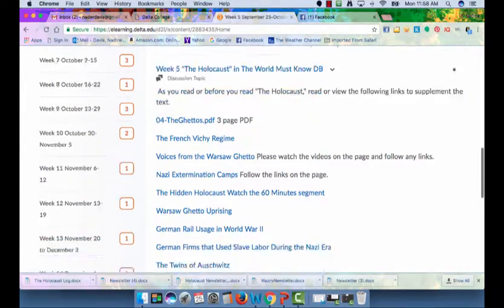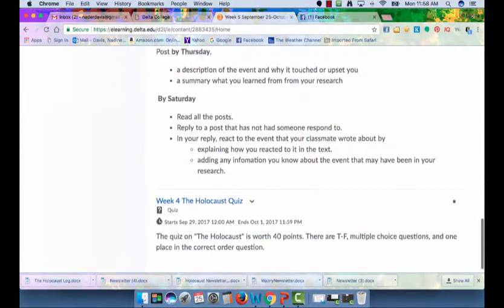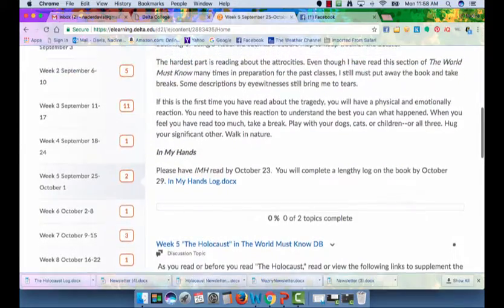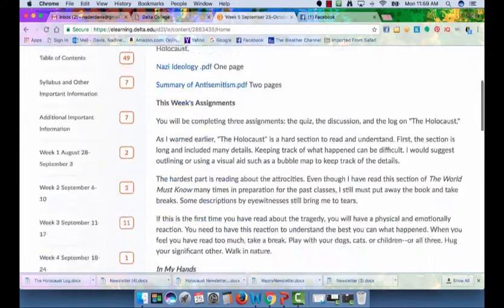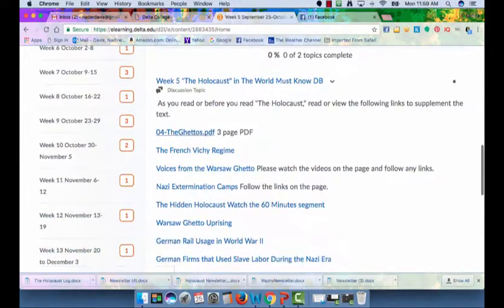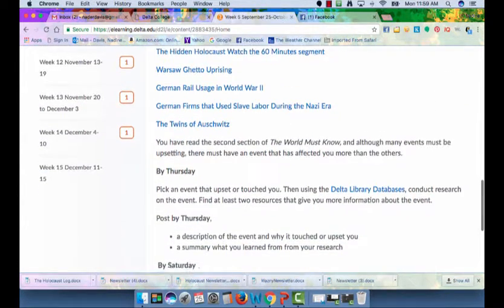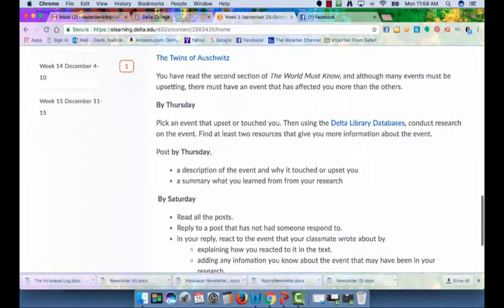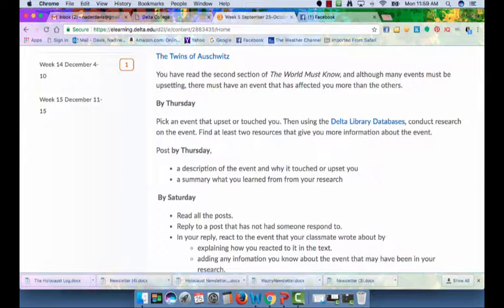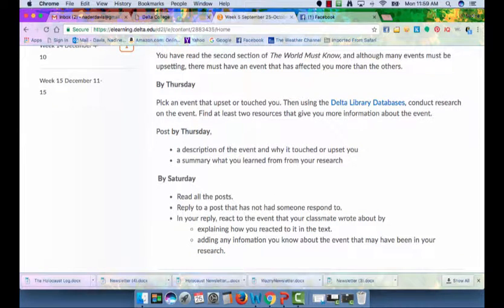Okay, here we go. First of all, the first thing you'll probably do is the log. Maybe not. But the first thing you're going to do is the discussion board. And the question is, what I want you to do is to pick something that upsets you in the book and do a little bit more research on it, because usually something that upsets you, you need to learn more about it.